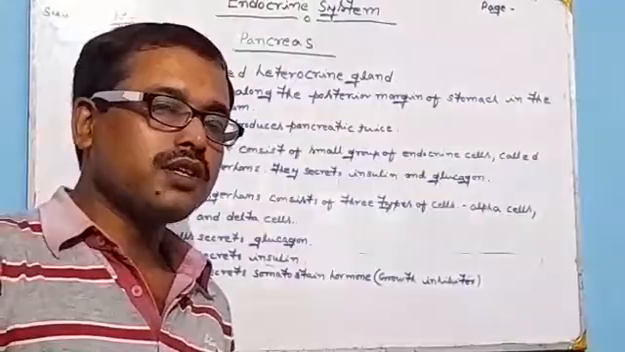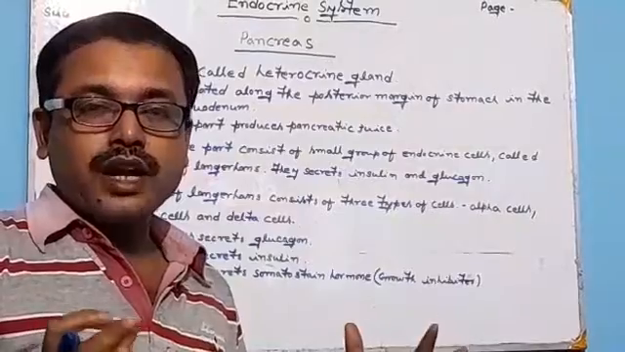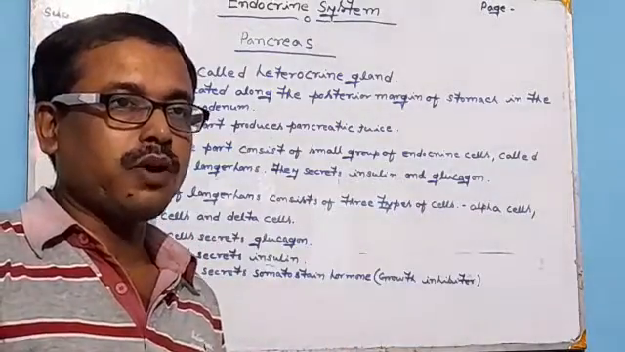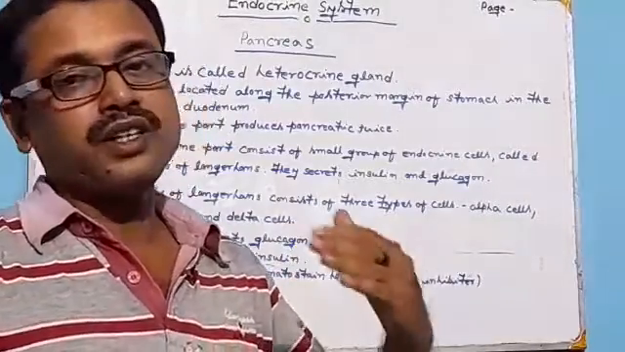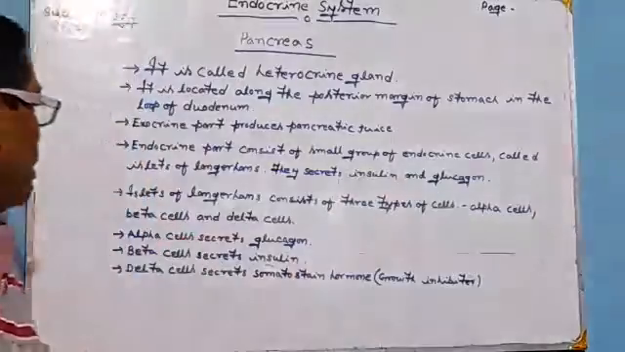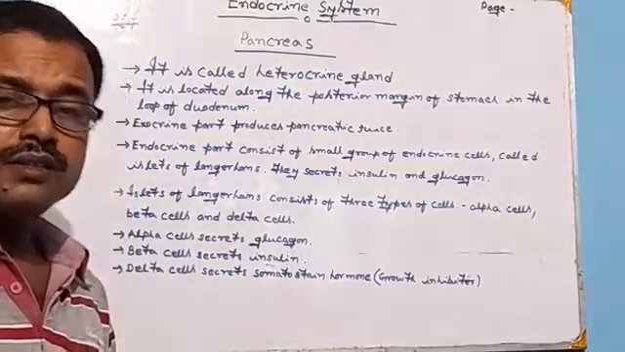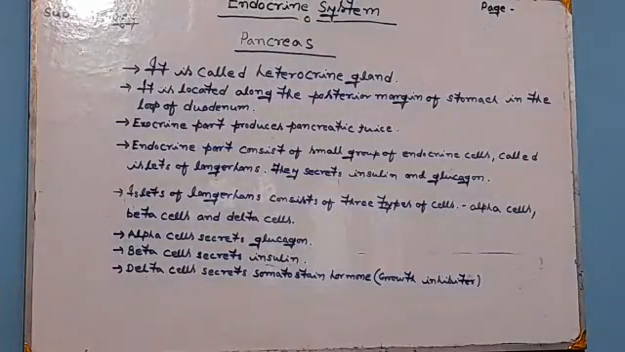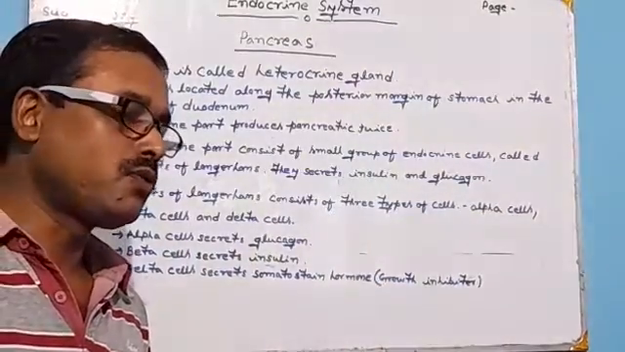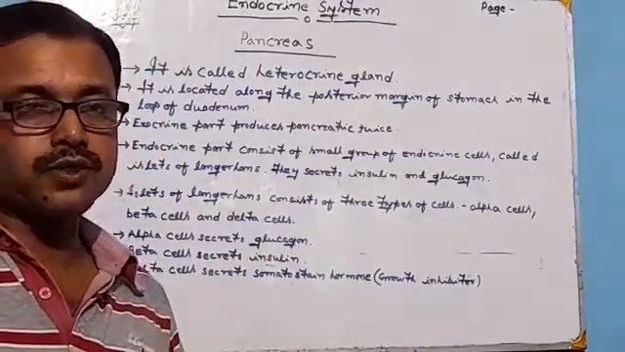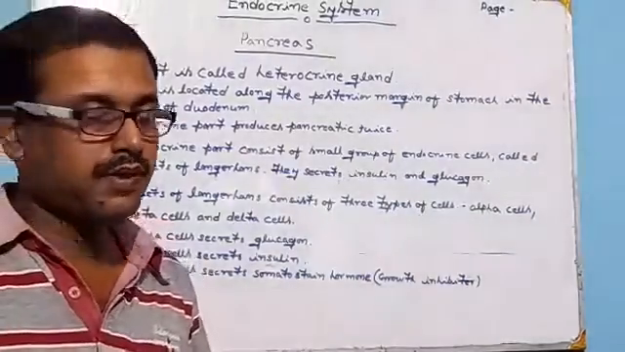What is the function of glucagon? Glucagon actually breaks down the glycogen molecules stored in different parts of the body into glucose. That means it raises the glucose level in our blood. Okay. On the other hand, beta cell secretes another hormone that is called insulin. The main function of insulin is that it converts the excess amount of glucose present in our blood into glycogen, so that it can be stored in different parts of our body for our future purposes. Okay.